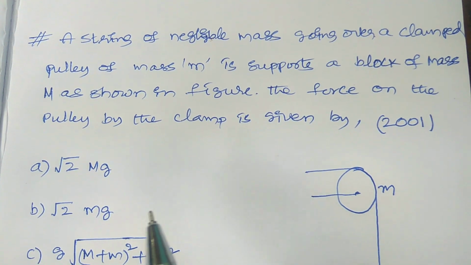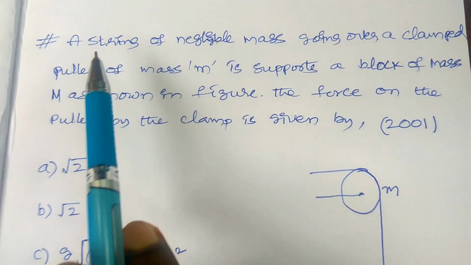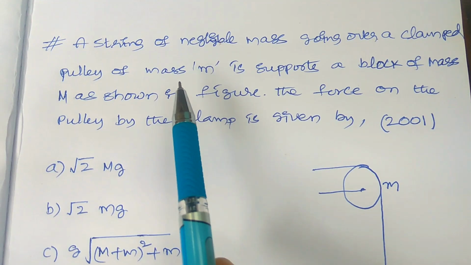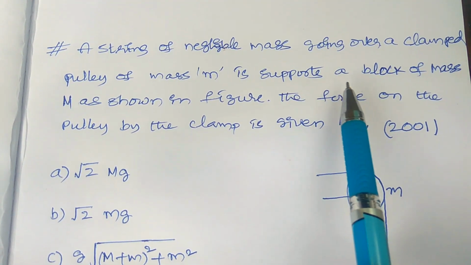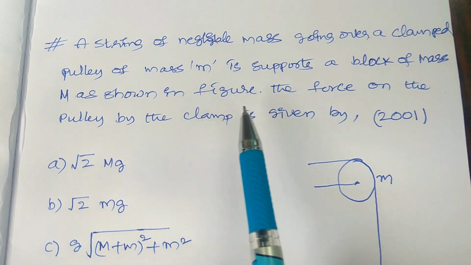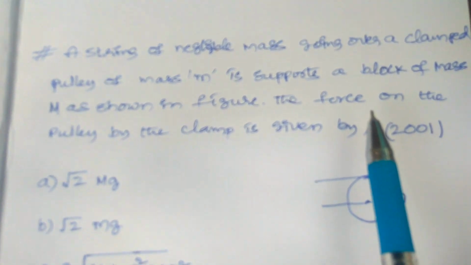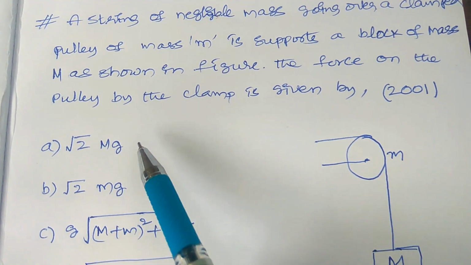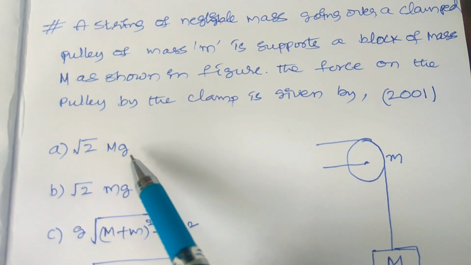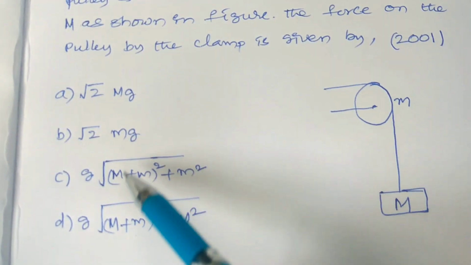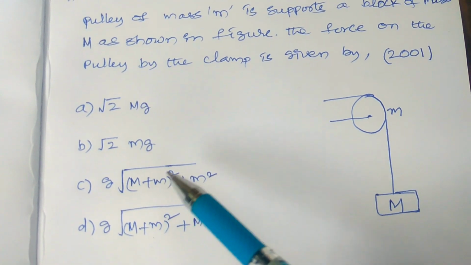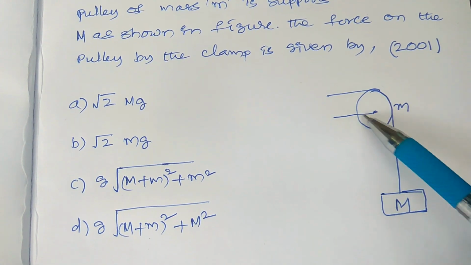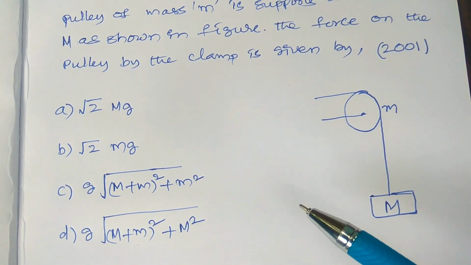Here is a question that was asked in 2001 JEE Mains. A string of negligible mass going over a clamped pulley of mass small m supports a block of mass capital M, as shown in the figure. The force on the pulley by the clamp is given by one of four options. So now we have to find the force on the pulley by the clamp. That is our requirement to find the answer.